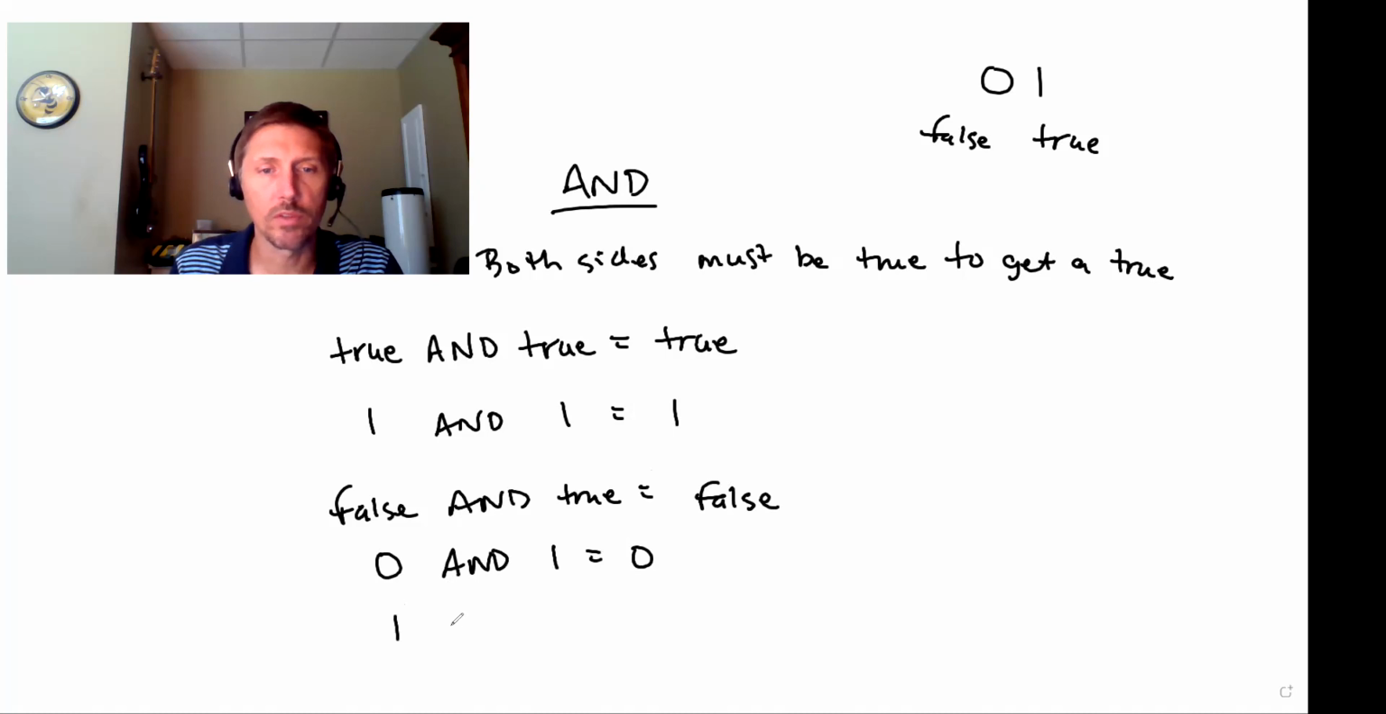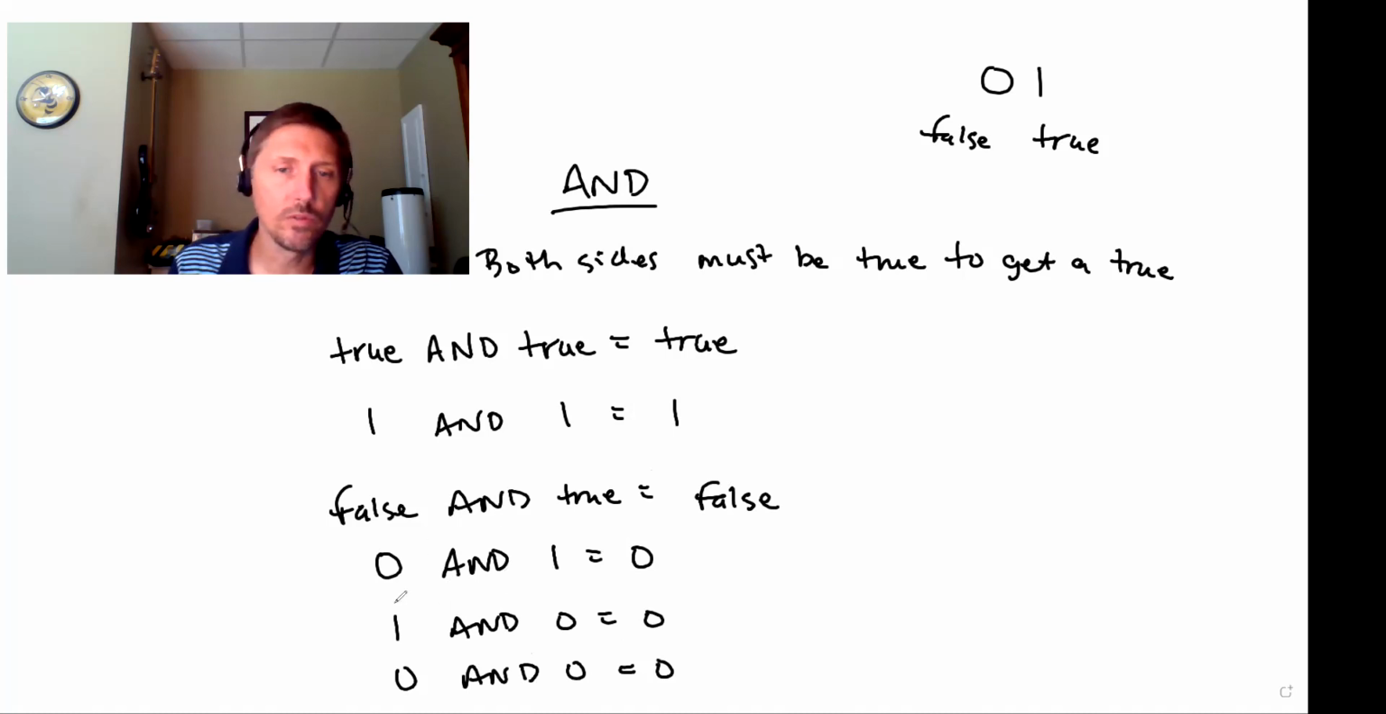And of course, if we reverse that, 1 ANDed with a 0 is also going to be 0, and 0 ANDed with a 0 is going to be 0, because there are no trues, because we don't have trues on both sides. We don't have ones on both sides. So it's always going to be a 0 or false unless both of them are 1 or true. Okay, so that's the way AND works.